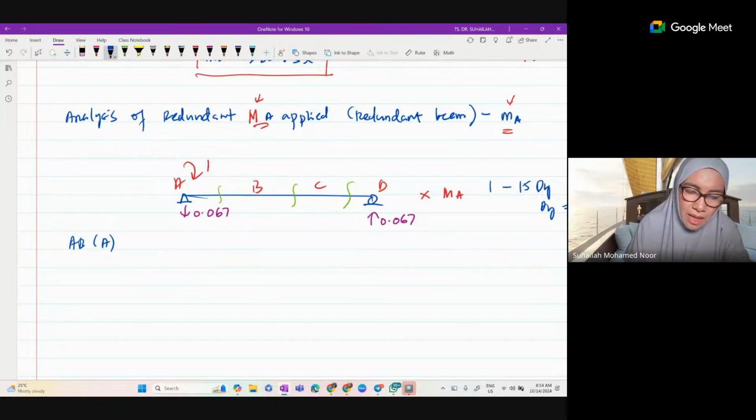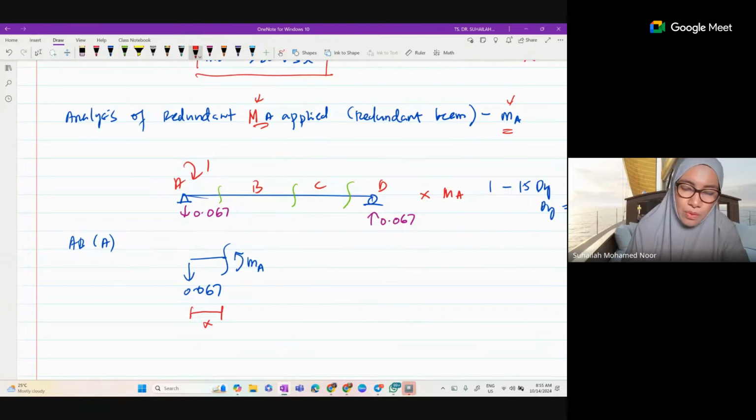Okay, limit 0 to 5. So the cutting section here has 0.067, moment counterclockwise because the origin is from the left. So this is MA. So the distance here is X. So what do we get? MA equals negative 0.067x. So this is the equation.